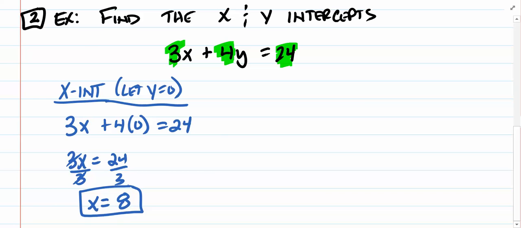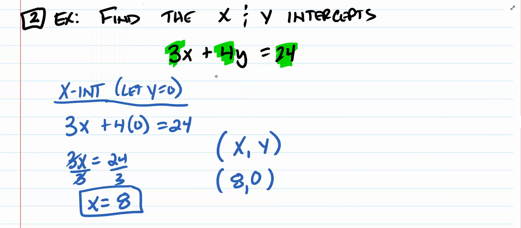Okay, so the x-intercept is 8. How do I write it as a point, as a coordinate? Yes, okay, remember it's x, comma, y. Well, we just realized that the y was 0 and the x-intercept is 8. So this is the thing that I am looking for here. I'm looking for 8, comma 0.